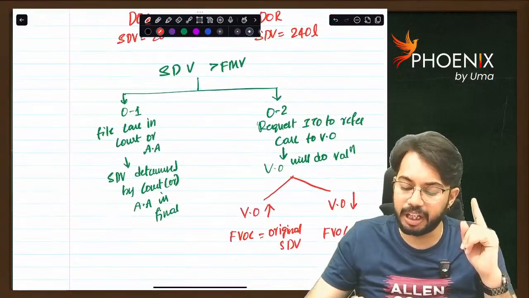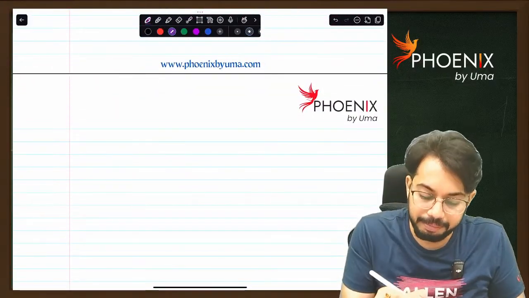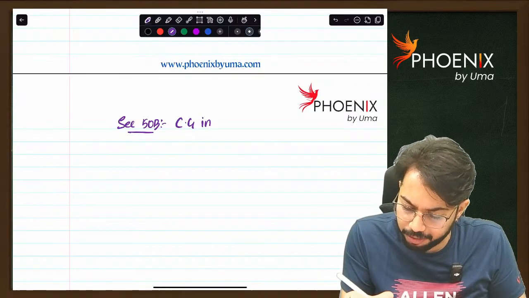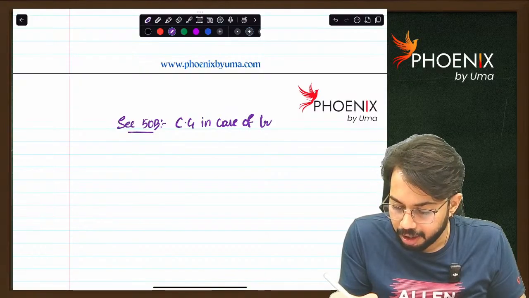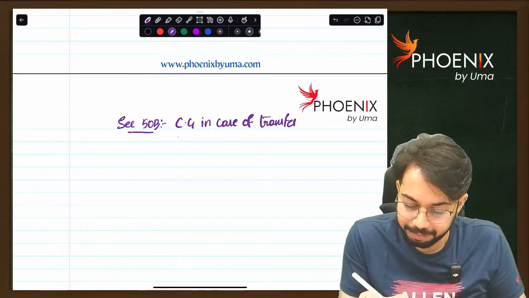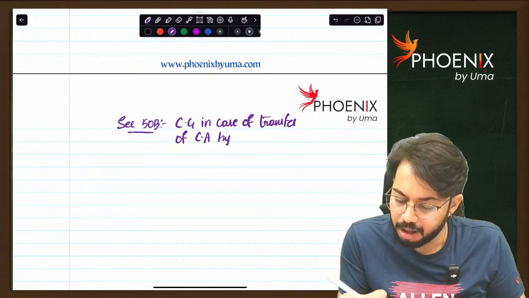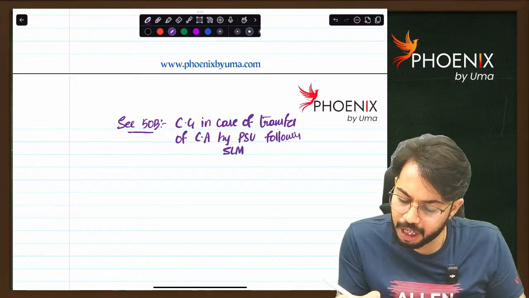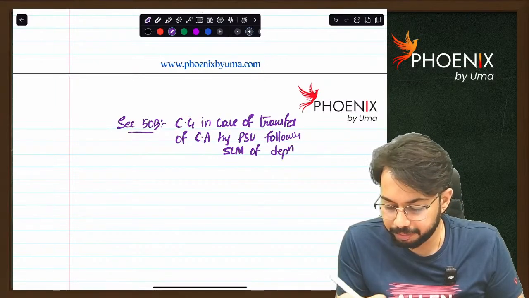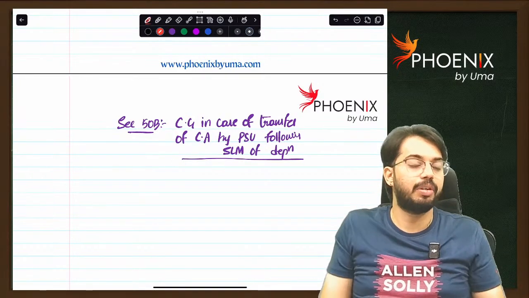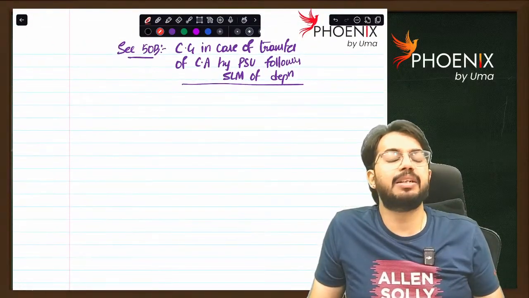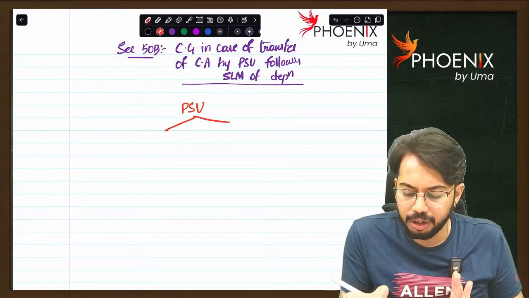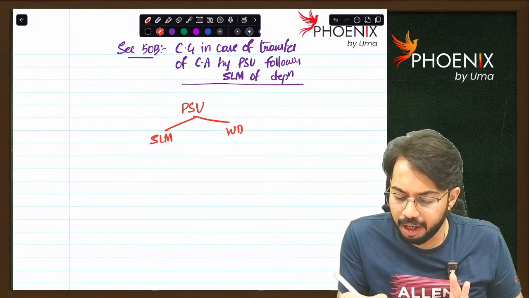There is one more section which I need to discuss, section 50B. Capital gains in case of transfer of capital assets by a power sector undertaking following the straight line method of depreciation. Generally, power sector undertakings have two options: either they can follow the straight line method or they can follow the written down value method.